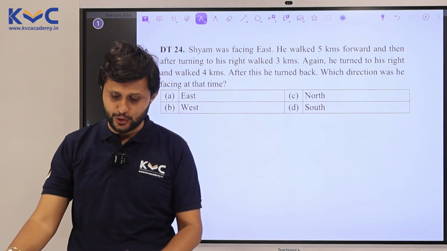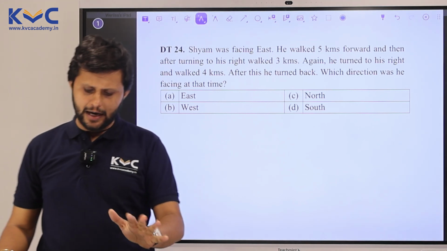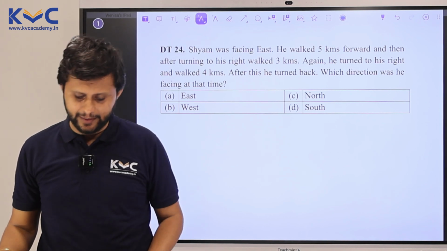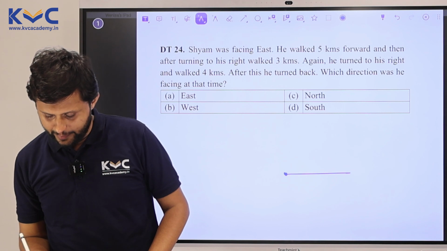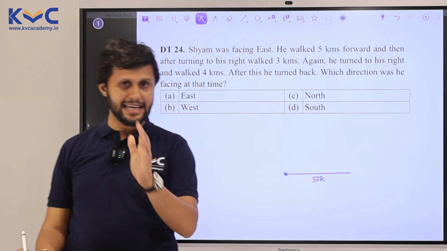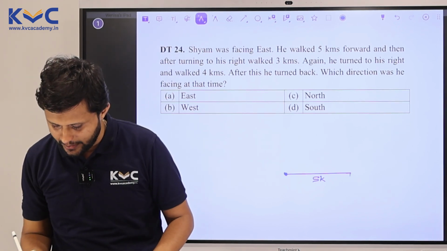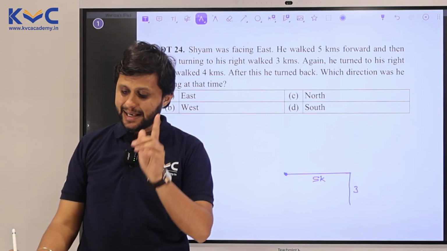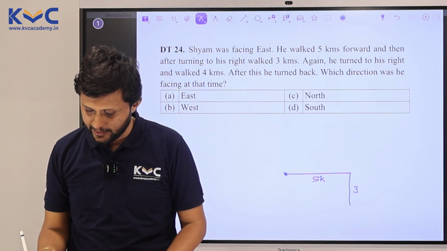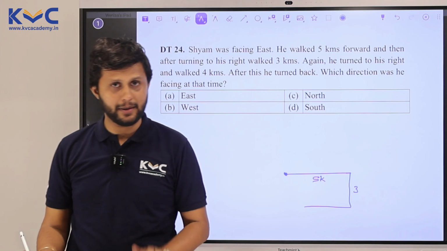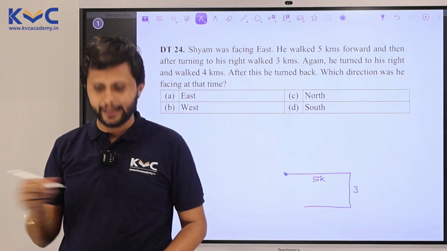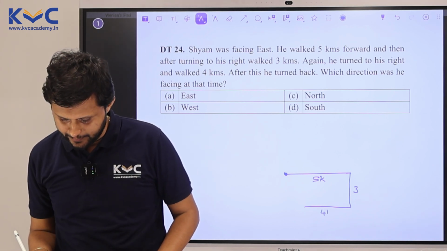Moving on to the next question. Question number 24. Sham was facing east. He walked 5 kilometers forward, and then he traveled 5 kilometers. Okay, and then after turning to his right, so when you're facing east and you turn right, you're going towards south. This is 3 kilometers. Again he turned to his right and walked 4 kilometers. Again turning right. So he's coming back to the place where he has gone, at least in the direction I'm saying. It's like a U-turn when you take 2 rights, and this is 4 kilometers.